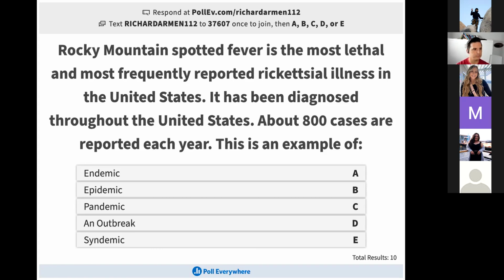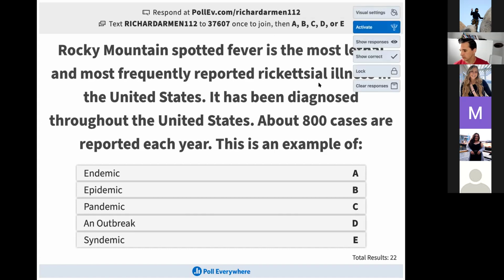See 10 responses. I'm going to give you about a minute for each question for responses. Some of them I might give you a little more if they require a little more, but for ones like this, I'll give you about a minute. Seeing 20 responses. 22. All right, I'm going to show the responses now.